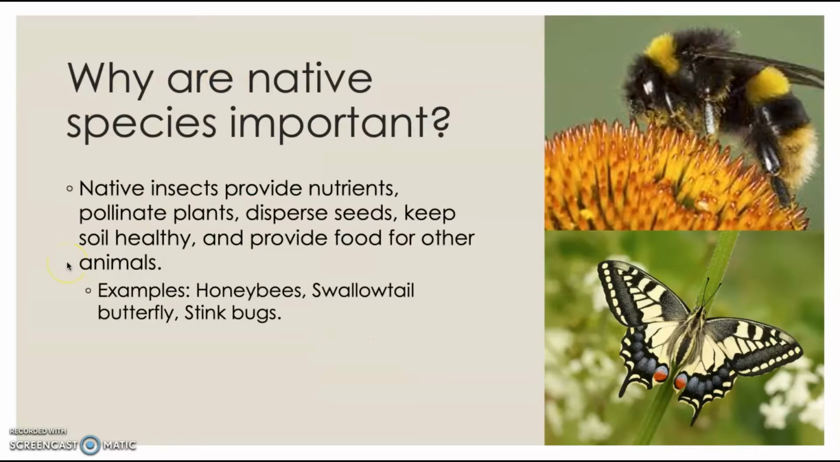And finally, why native insects? They can provide nutrients and pollinate plants. They can disperse seeds to create new plants. They can also keep soils healthy and provide food for other animals. Some examples you might see around here are honeybees, swallowtail butterflies, and stink bugs.